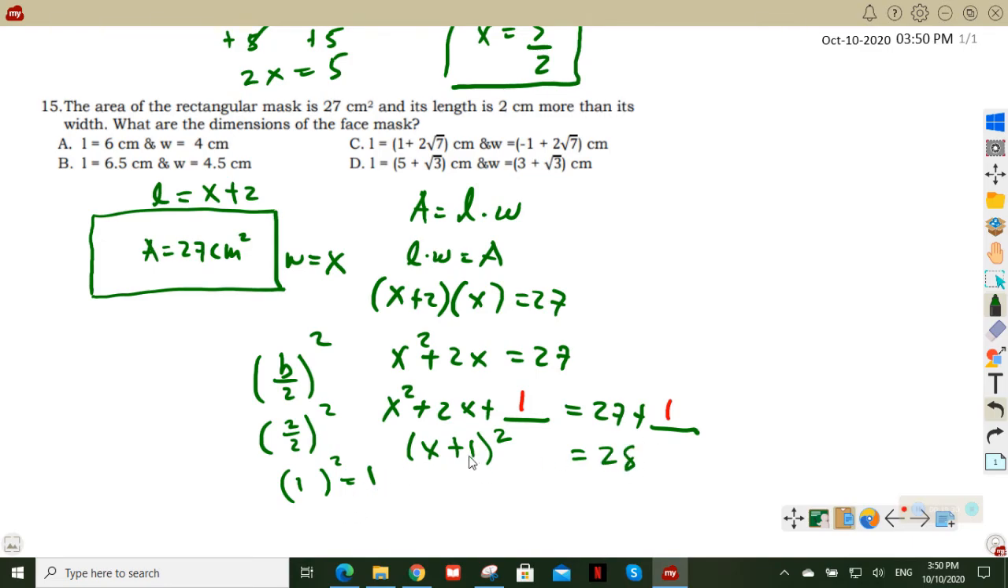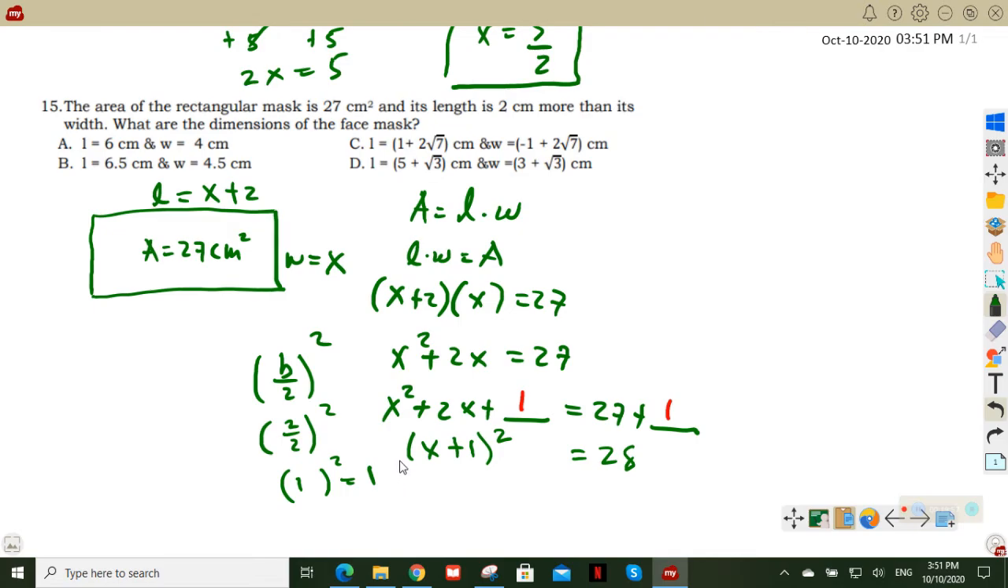Okay, so where did you get this one? When you multiply x plus 1 times x plus 1, it gives you this. And a shortcut is whatever the result of your b over 2 is, that's the number that you put here. If this is negative 1, you should have minus 1. Since this is positive, I have plus 1.